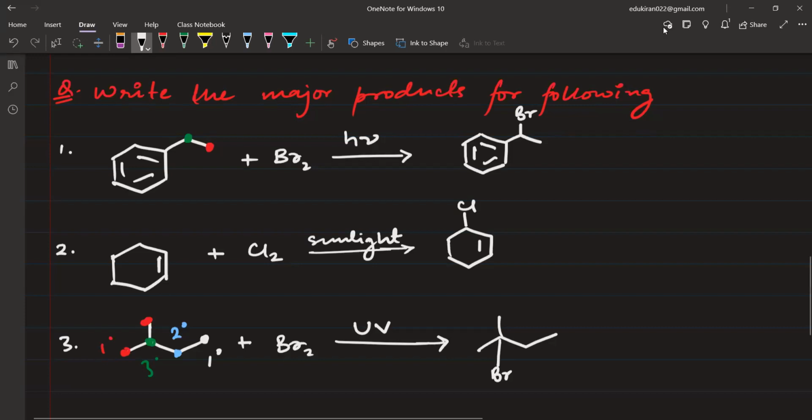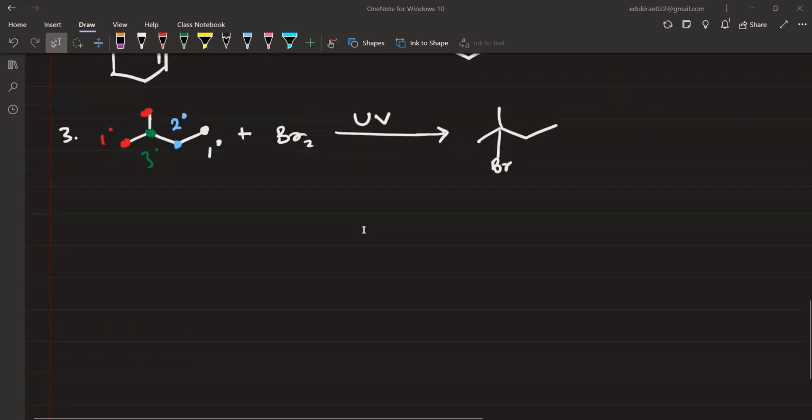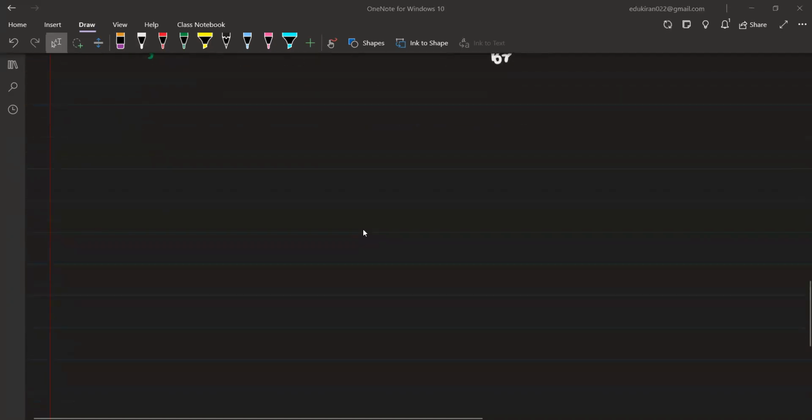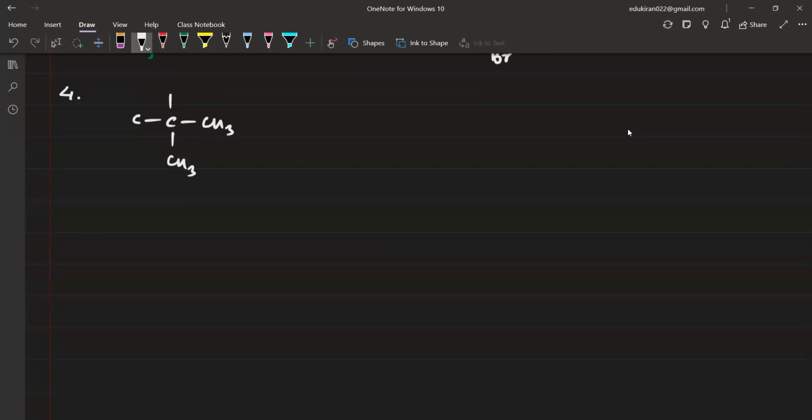Done. Should I move on? Aliza and Aisha done? Yes, sir. Okay, right, next. Now see this carbon atom. What will be the formula of this molecule? Tell me, guys. What will be the formula of this molecule?